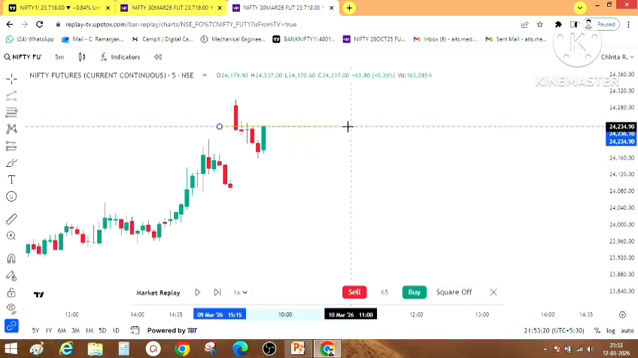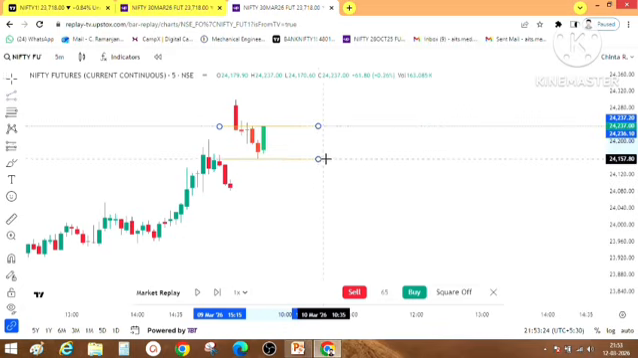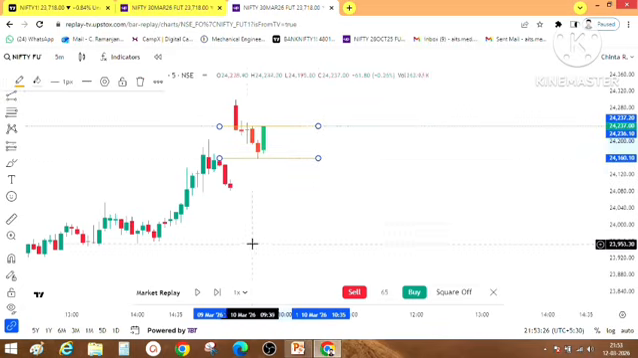So this is the high of both the candles, and this one is the low of both the candles, and the high and low of both the candles have been marked. And now I am going to take the call trade because it is moving upward. So I am going to place a long position.